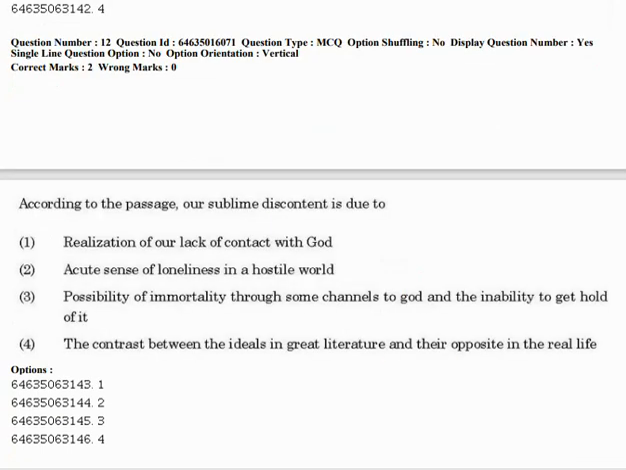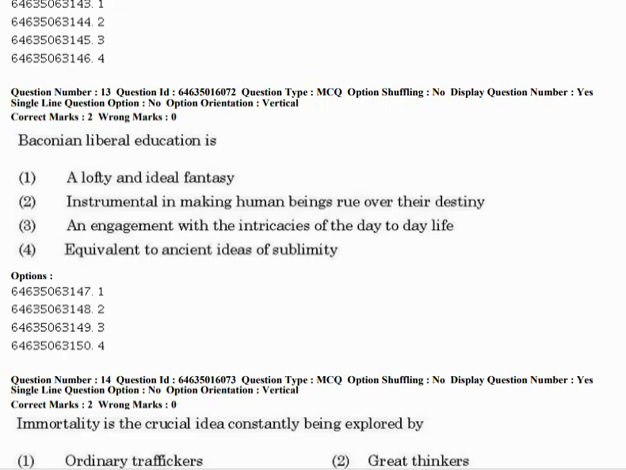Question number 12. According to the passage, our sublime discontent is the realization of our lack of contact with God? No. Acute sense of loneliness in the hostile world? No. The possibility of immortality without some channels to God and the inability to get hold of it? Incorrect. The contrast between the ideals of great literature and their opposite in the real world. This is the right answer.